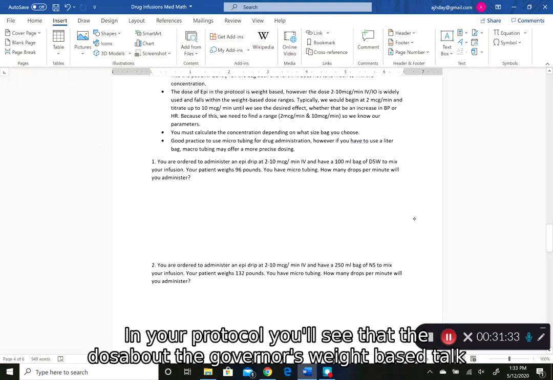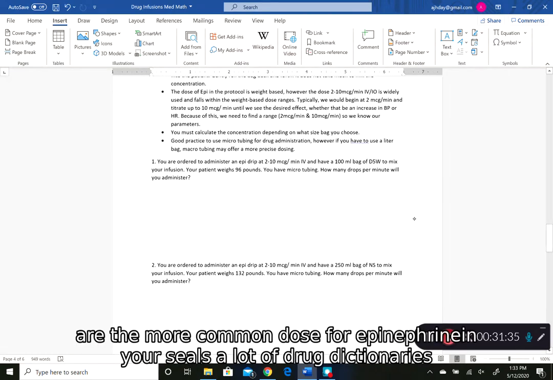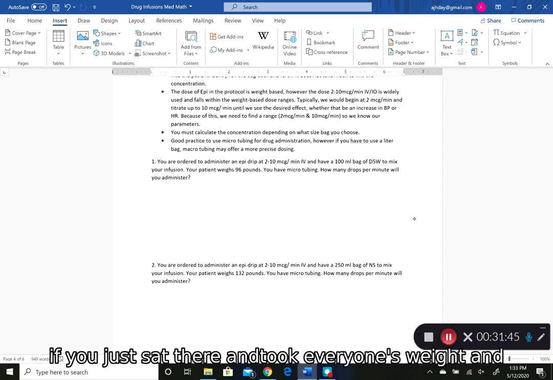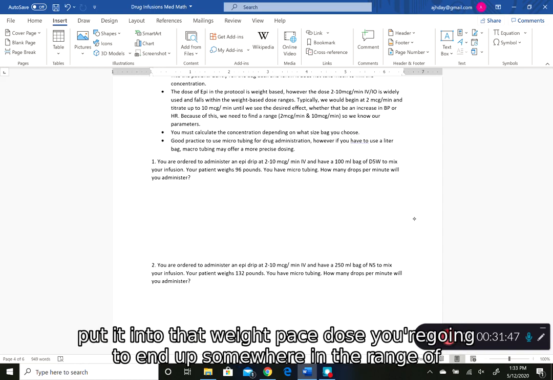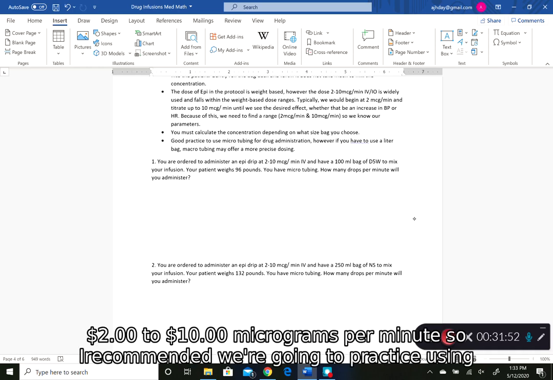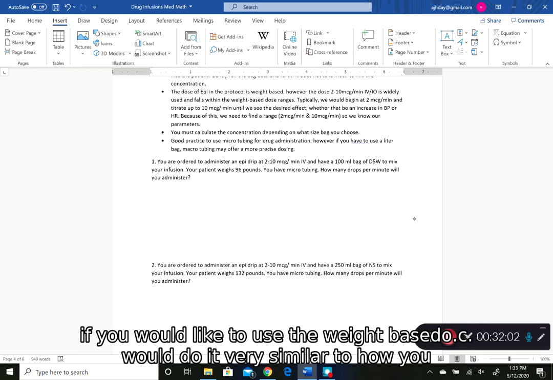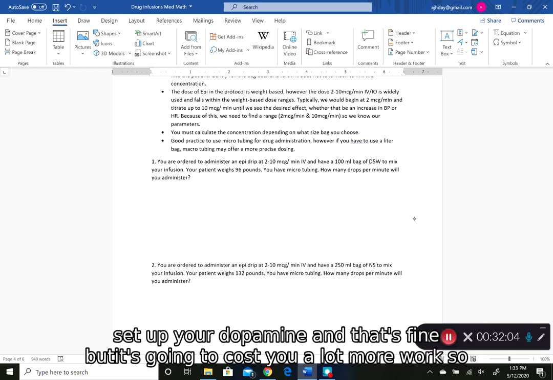In your protocol, you'll see that the dose of epinephrine is weight-based. However, the more common dose for epinephrine, and you'll see this in a lot of drug dictionaries, is 2 to 10 micrograms per minute. So that is not a weight-based dose. And if you sat there and took everyone's weight and put it into that weight-based dose, you're going to end up somewhere in the range of 2 to 10 micrograms per minute. So I recommend, and we're going to practice using, just the dose of 2 to 10 micrograms per minute. It's a lot easier. If you would like to use the weight-based dose, you would do it very similar to how you set up your dopamine, and that's fine, but it's going to cause you a lot more work.